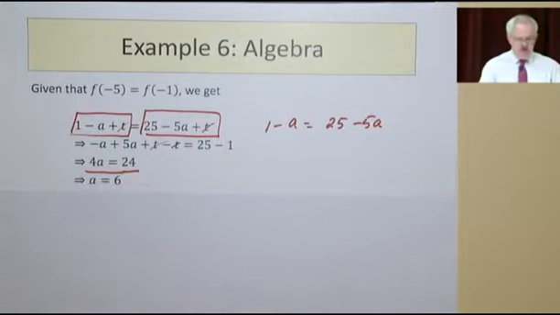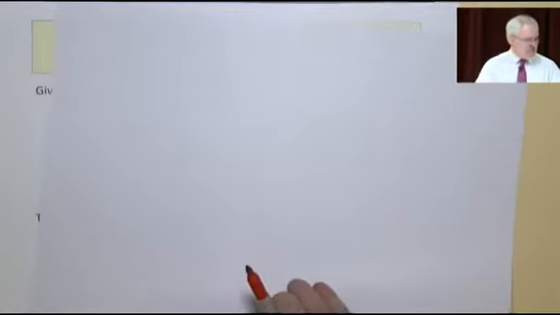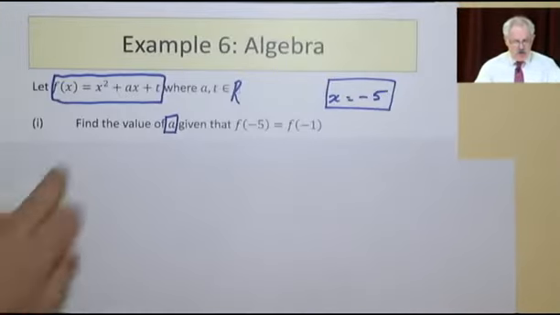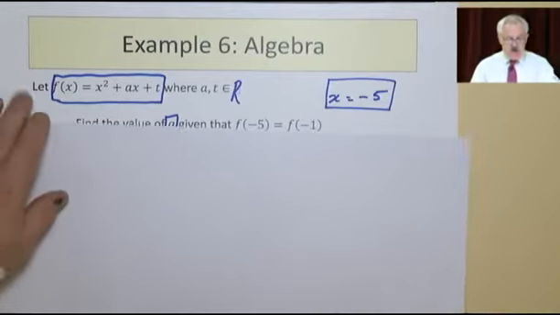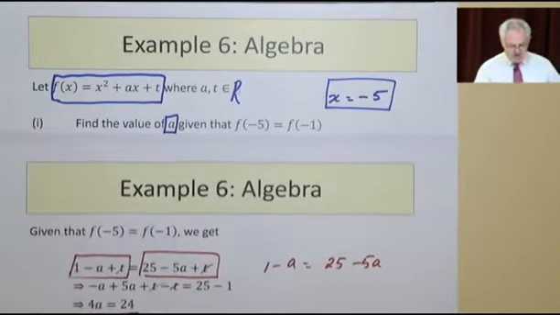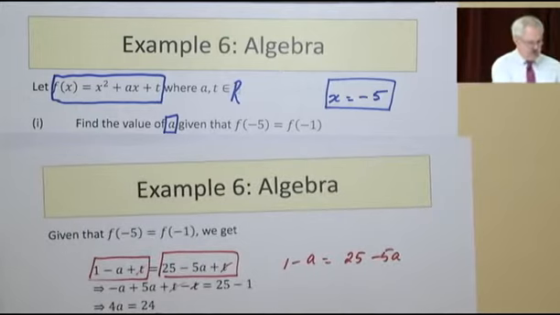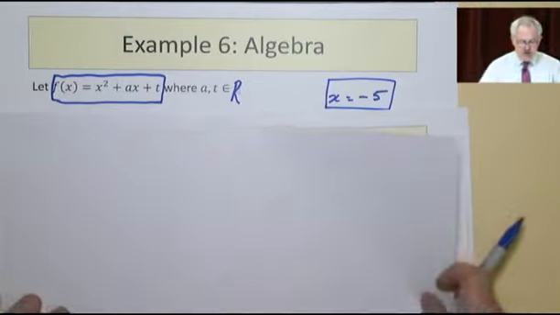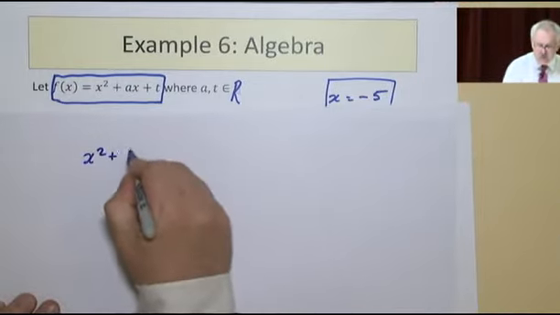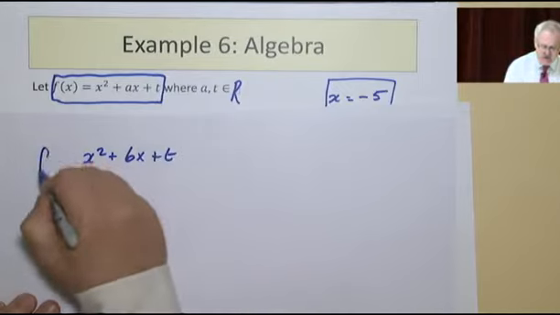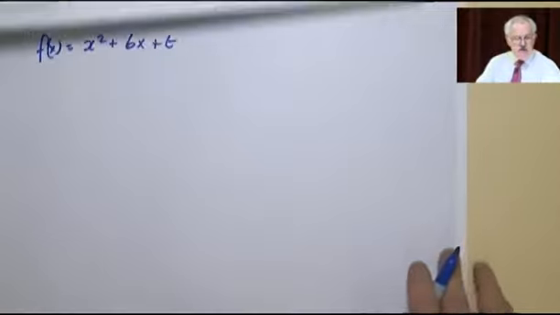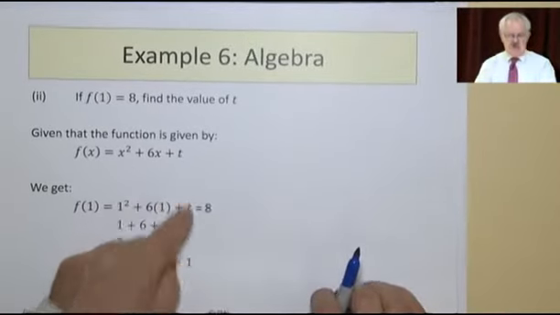So what we have found from that is that the function we were working from, x squared plus ax plus t, has a equal to 6. So the function we can now rewrite, instead of x squared plus ax plus t, as x squared plus 6x plus t. That's f of x, and that's written here like this: x squared plus 6x plus t.